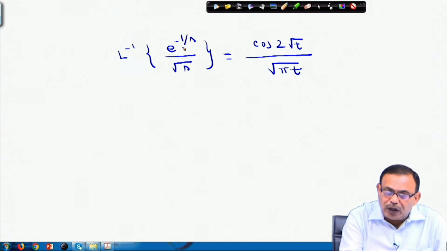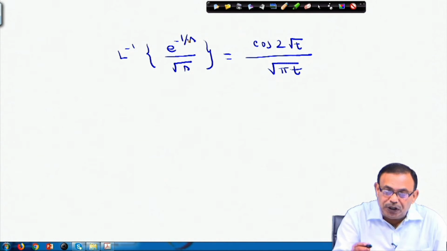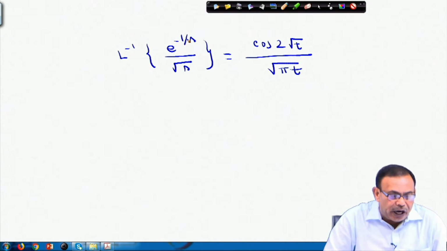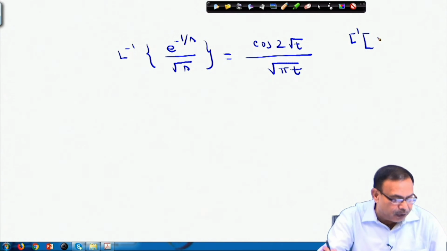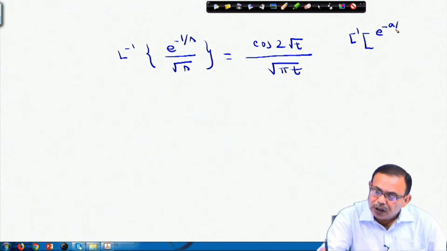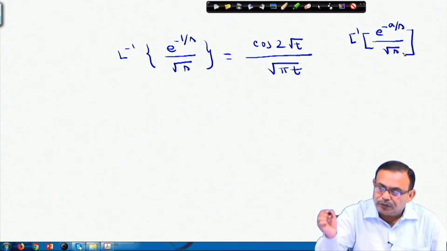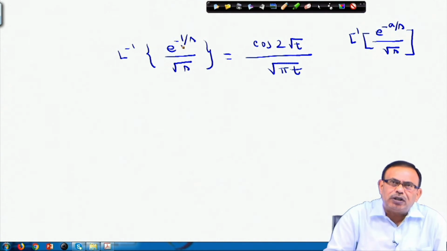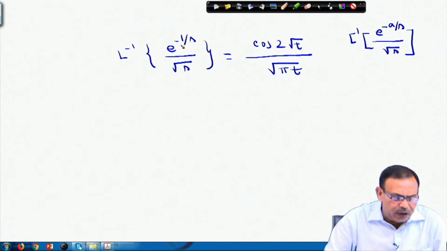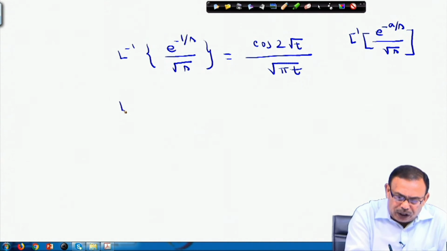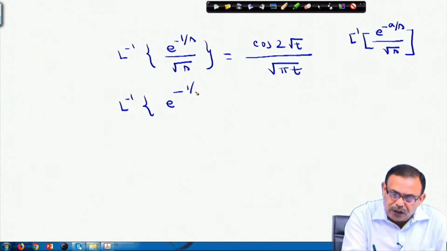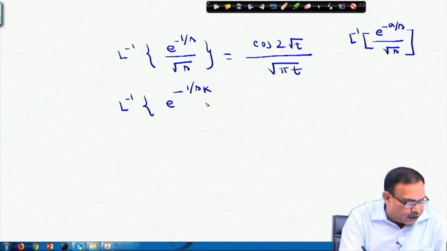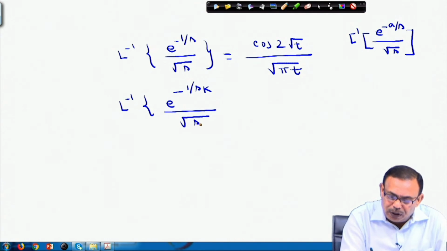Now here, what I have to do is find out by which quantity s should be replaced. Please note this one: I have to find out the Laplace inverse of e power minus a by s, by root over s. That means s should be replaced by something, s by k or whatever it may be. So, from here what I can write down is the Laplace inverse of e power minus 1 by s k, that is, if s is replaced by s k, by root over s k.